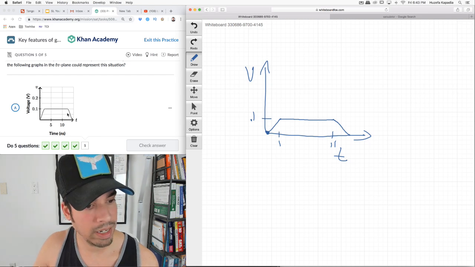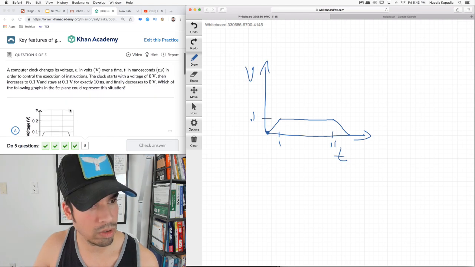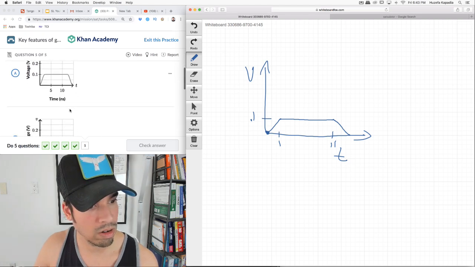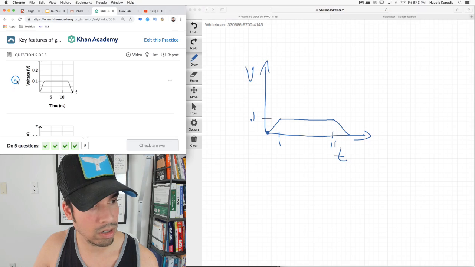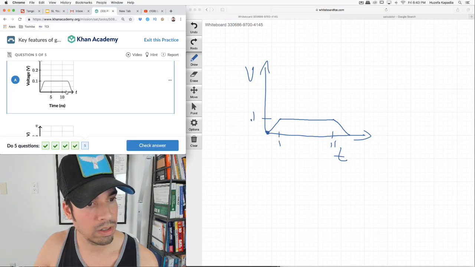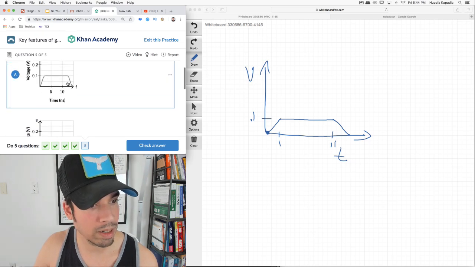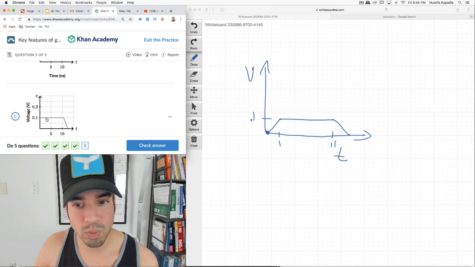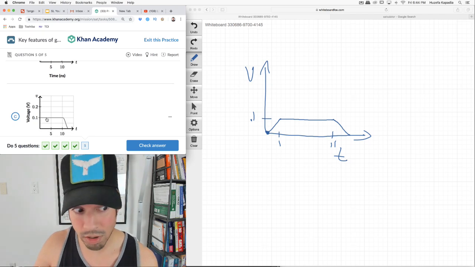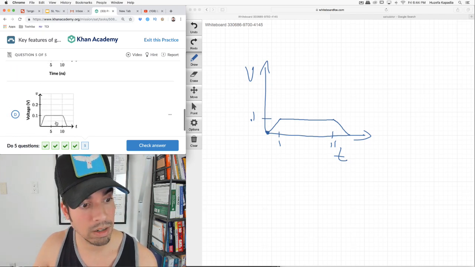This could be it, 10, because it's going from like 2 to 12 or 13, something like that. It looks a little long. Otherwise, this looks good. It's probably A, actually. No, this is weird. It doesn't stay at point. It's supposed to stay at 0.1 for about 10 seconds. This is weird because it said it starts at 0, so it doesn't start at 0. Violates it there.